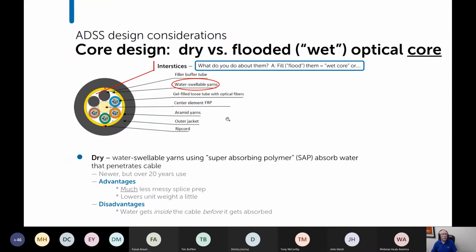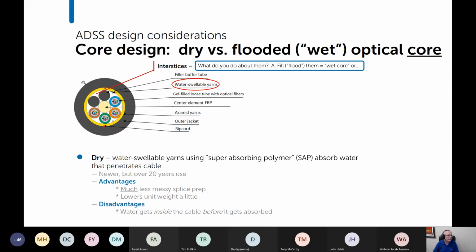All right, next up, core design. So the optical core is comprised of the tubes that are stranded around the center element, typically an FRP rod. As a consequence of that, you end up with these little gaps. Well, what do you do about these gaps? Well, first up, why should you worry about the gaps? Well, because of a jacket breach.